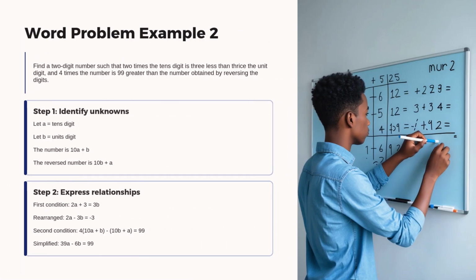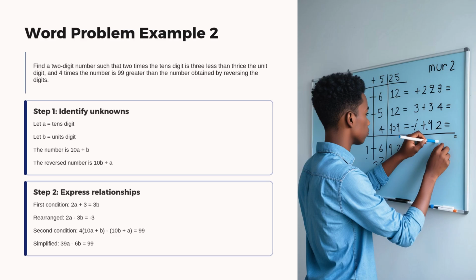Word problem example 2. Problem statement. Find a two-digit number, such that 2 times the tens digit is 3 less than thrice the unit digit, and 4 times the number is 99 greater than the number obtained by reversing the digits. This restates the problem in full words, so we can form algebraic relations.